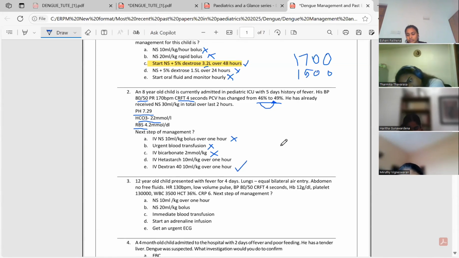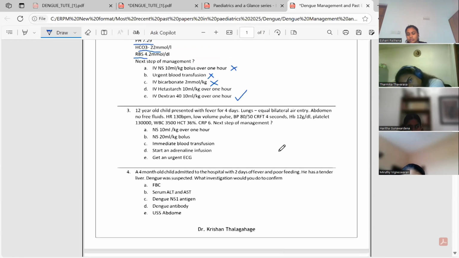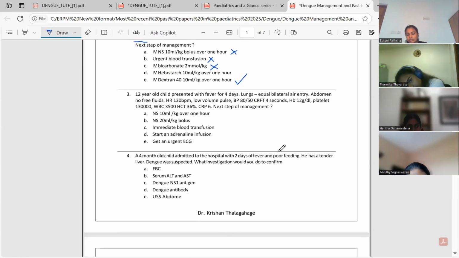Right. Now this is the most argued question. A 12-year-old child presented with fever for 4 days. Lungs, bilateral equal air entry. Abdomen, no free fluids. Heart rate 130, low volume pulse, blood pressure 80/40, capillary filling time 4 seconds, hemoglobin 12, platelet 130, WBC 3500, CRP 6. What is the next step of management? We'll forget about the next step of management.